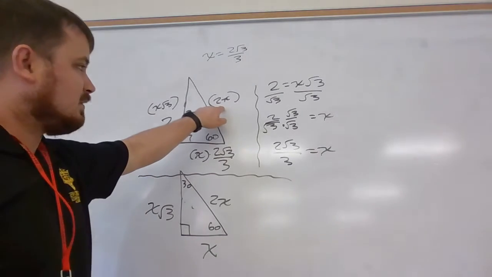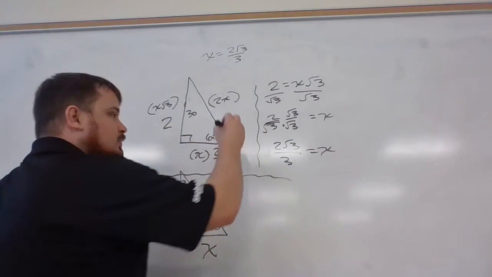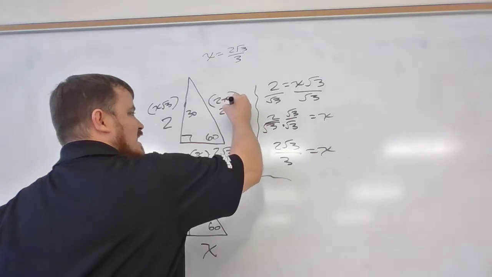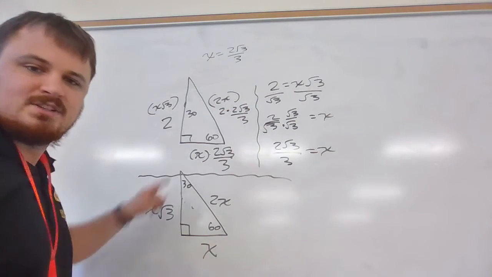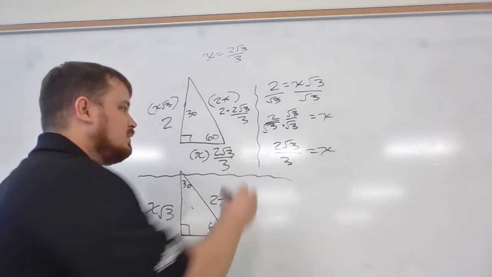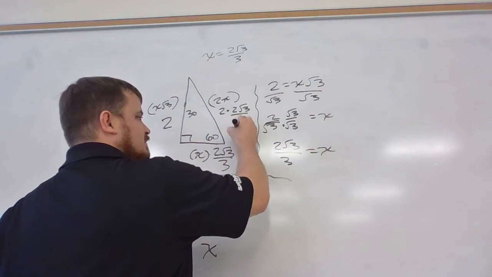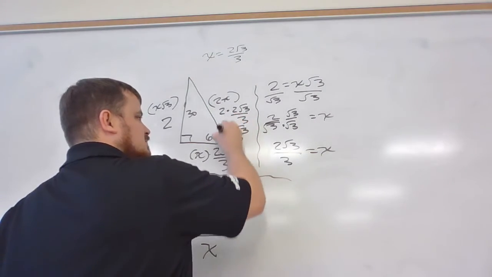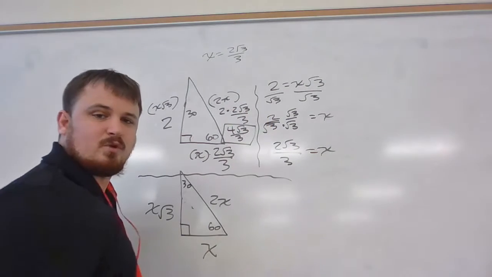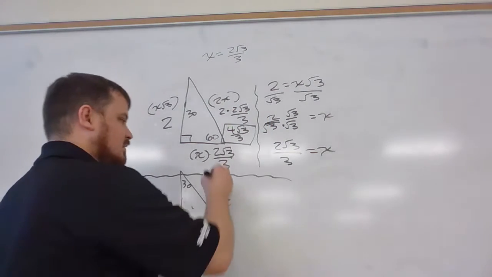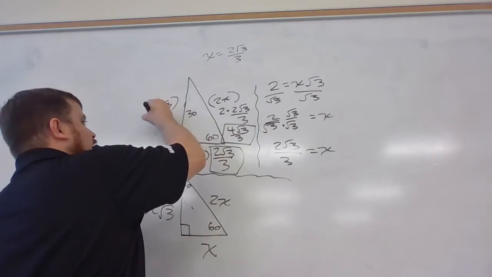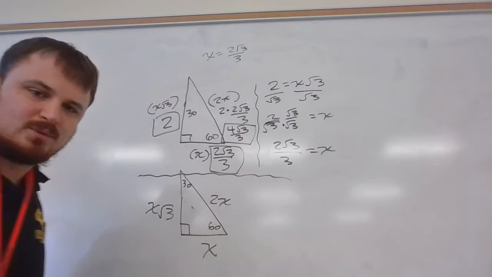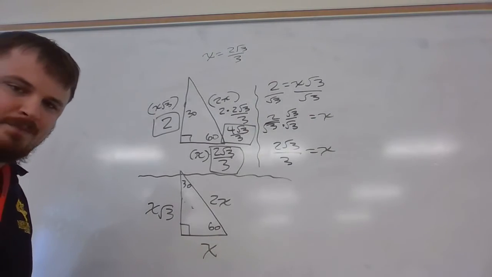And then over here, we would have 2 times 2 root 3 over 3. And so 2 times 2 is 4. So our final answer right here is 4 root 3 over 3. Our final answer down here is 2 root 3 over 3. And our answer up here was 2. Okay?